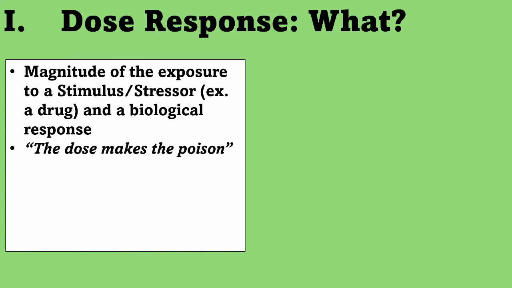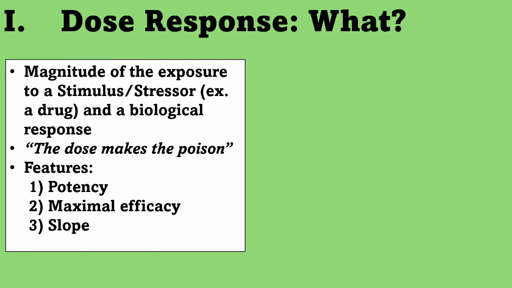An important quote from Paracelsus, a very common quote in toxicology, is "the dose makes the poison." So if you're given a higher dose of something, you're going to have a higher response typically, or vice versa if you're having something like a drug for an inhibitory effect. Some of the features of a dose response that make it a little bit different than other statistical modeling is that typically we look at the features of potency, maximal efficacy, and slope.